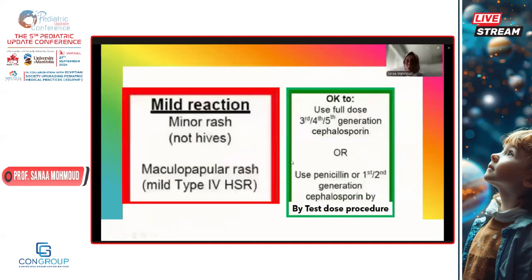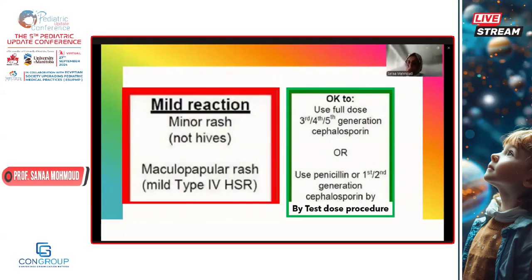Let's go to mild reaction of the type 4, minor reaction, no hives, maculopapular reaction. This happened more than 10 years ago. It's okay to use the full dose, third or fourth or fifth generation cephalosporin. Or if you want to use penicillin, first generation or second generation cephalosporin, you have to try first a challenge dose. Don't rush to give the full dose. If you give a small dose, it's easy to manage the anaphylaxis or the side effects. So it is easy to deal with it.